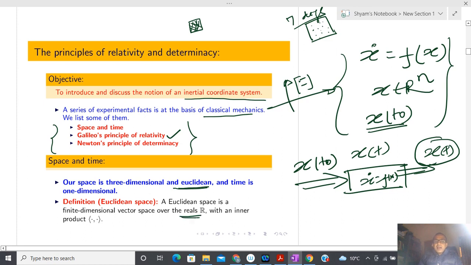The space is over the reals. I have already told you that whenever we perform an experiment, whatever apparatus and sensors we have developed are only able to collect or understand real data. After that, inner product means some way to define the distance. I will talk about that. So this is the space, our space.